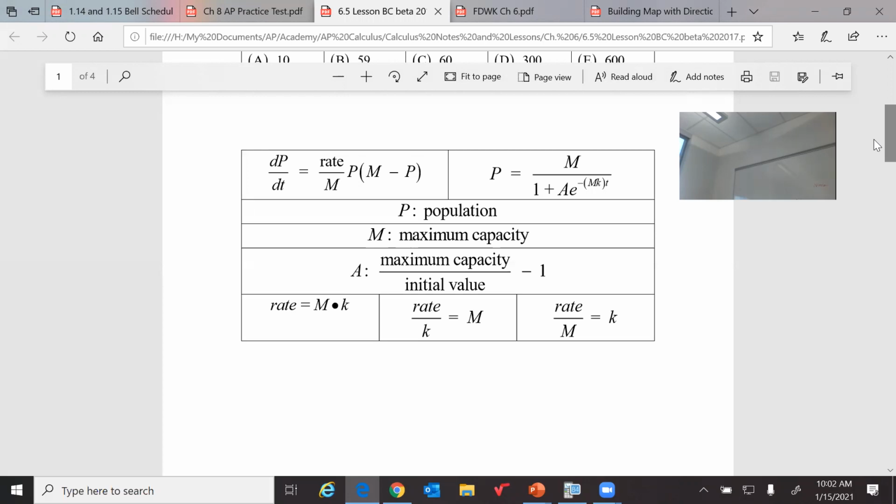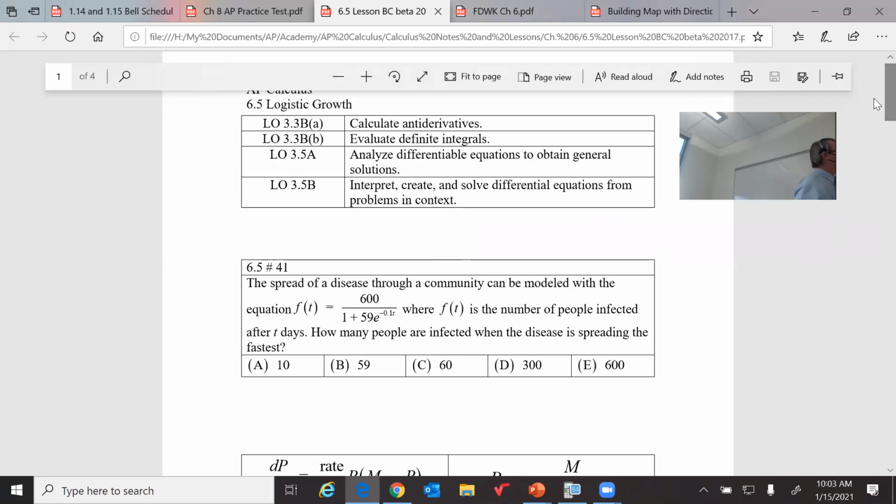And this A down here, how did they get that? They went through all the calculus, but I'm telling you, you don't need to do that because we cracked the code for you. A is always going to be this ratio, take away 1. So if we look up here from this question, see, A is 59, yes? What does that mean? It means before you took away 1, it was 60. And the maximum capacity is 600. So working backwards, how many people were originally infected with this disease?